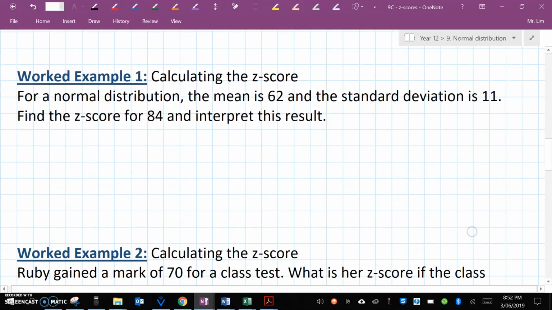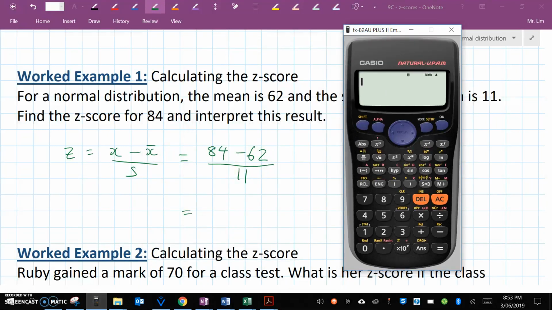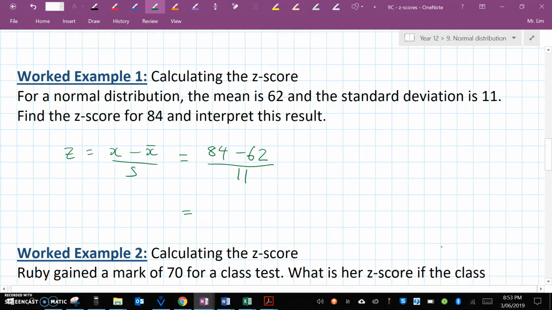Let's have a look at a few examples. So worked example 1, calculating the z-score. For a normal distribution, the mean is 62 and the standard deviation is 11. Find the z-score for 84 and interpret this result. So we know that the z-score is equal to the score minus the mean divided by the standard deviation. Well, we got 84. The mean is 62 and the standard deviation is 11. Let's see what we get when we put this in the calculator. 84 minus 62 over 11 is 2. Positive 2.